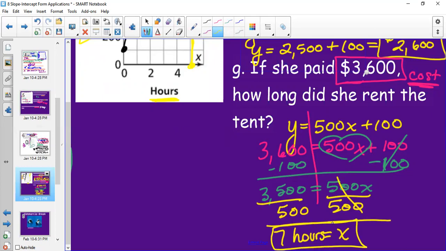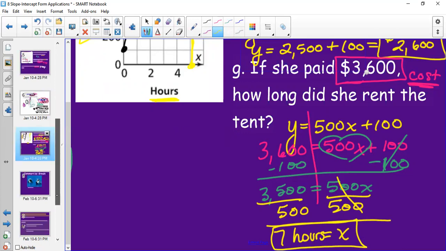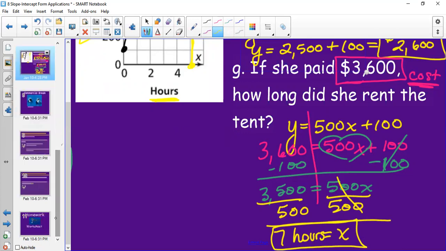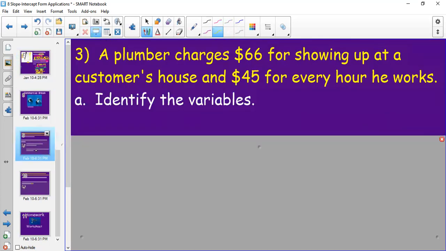So if our graph is not helpful, we're going to use our equation. All right, in class we'd have a commercial break right now, but we're just going to go to the very last question here. This one has absolutely no graph. Since the last one wasn't that helpful, we're just going to go totally without. So we have a plumber. A plumber charges $66 for showing up at a customer's house, and then $45 for every hour that he works.